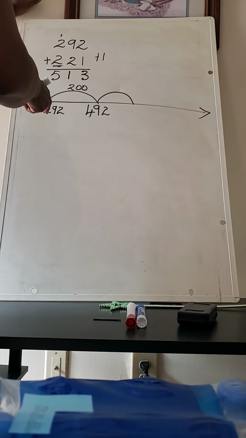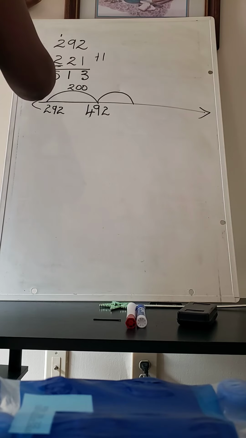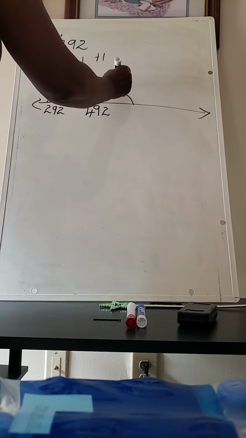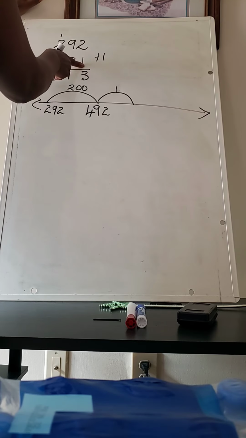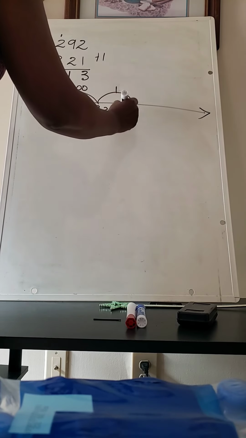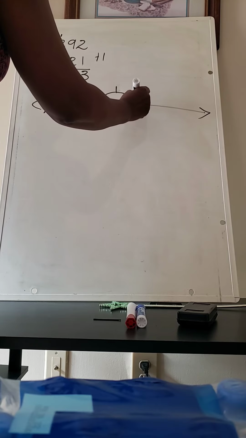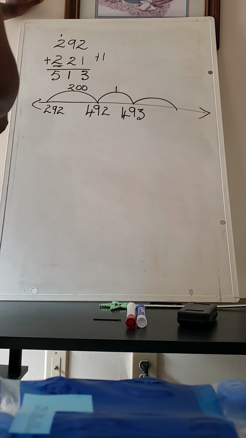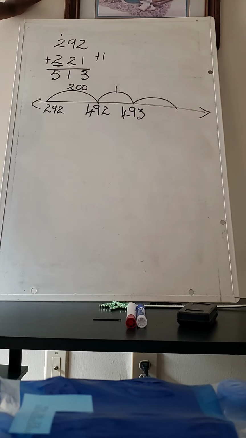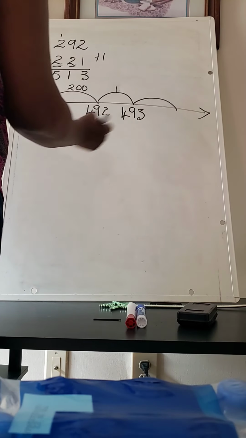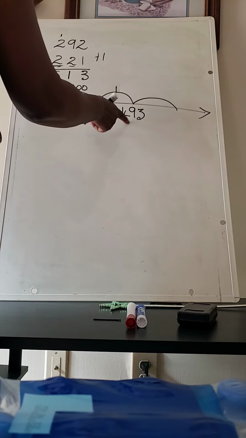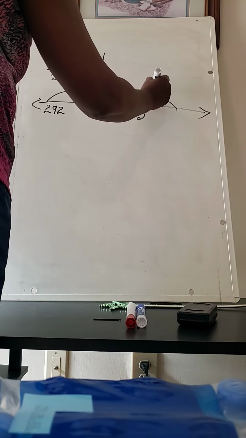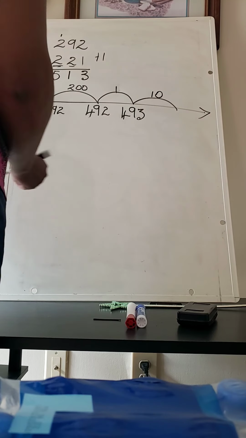So let us say that we add our ones first. We have added our ones first. So we have 492, 493. We still have 2 tens to add to that. We're adding 20 to 493. So let us add 1 ten at a time.